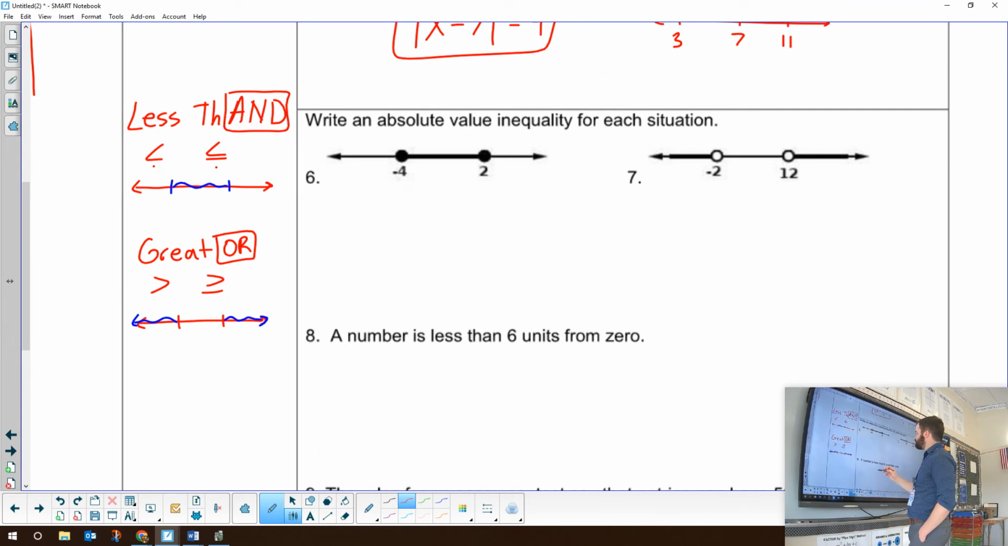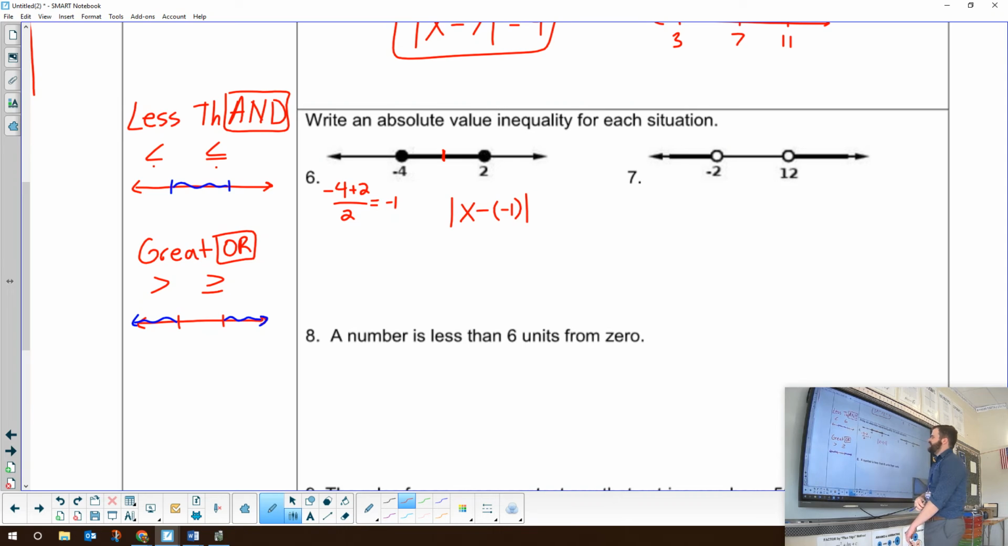Okay, so now, for this one, we're in between -4 and 2. So how do I do this? Well, remember, find your center. To find my center here, we can add -4 plus 2 divided by 2. That equals -1. So my center is going to be -1. So we're going to have x minus -1.